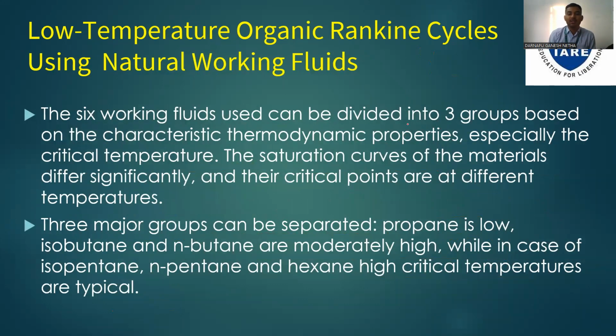The six working fluids are divided into three groups by their thermodynamic properties, especially critical temperature and saturation curves. Propane has a low critical temperature, butane and isobutane are moderate, and pentane and hexane are high.